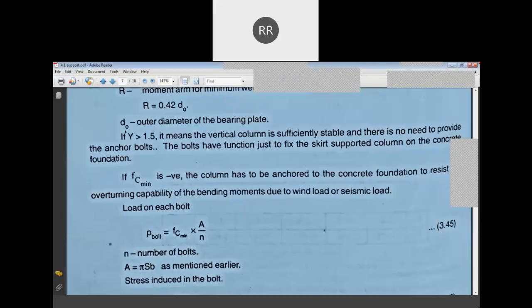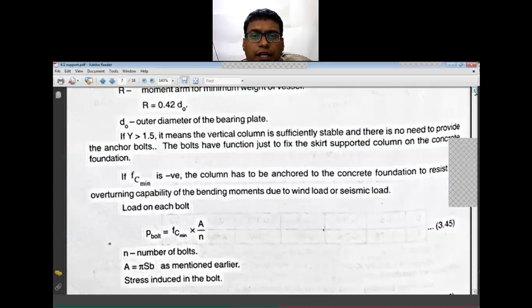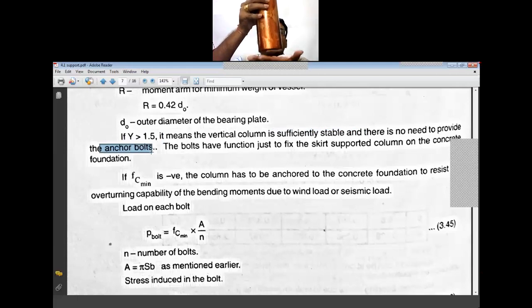Now, why the stability factor in calculation of the stability of the vessel? Because of the overturning due to the wind load or the seismic load. So if Y is greater than 1.5, it means that the vertical column is sufficiently stable and there is no need to provide the anchor bolts. If the value of the stability factor is 1.5, then there is no need to provide the anchor bolts because the vessel weight itself is sufficient. It will not overturn because of the application of the wind force.